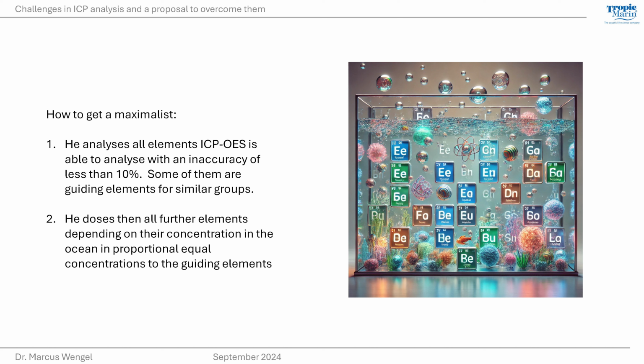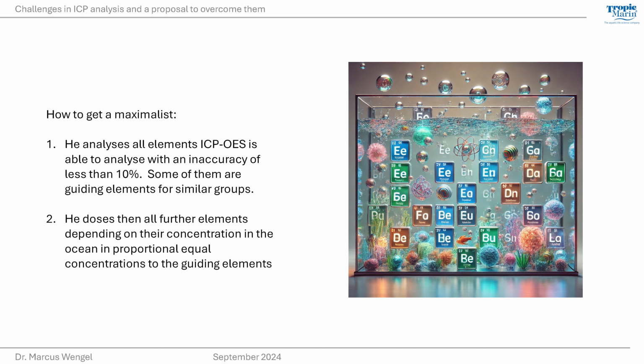So the maximalist analyzes all elements in ICP which we are able to analyze with an accuracy of less than 10%. These are the elements we are able to measure very well. Some of them could be guiding elements for similar groups. And then we dose the whole group of these elements. We take one element, let's say zinc, and in the zinc group of 5 further elements, we dose this whole group. And maybe you're more correct with dosing with this system, like getting values from ICP.